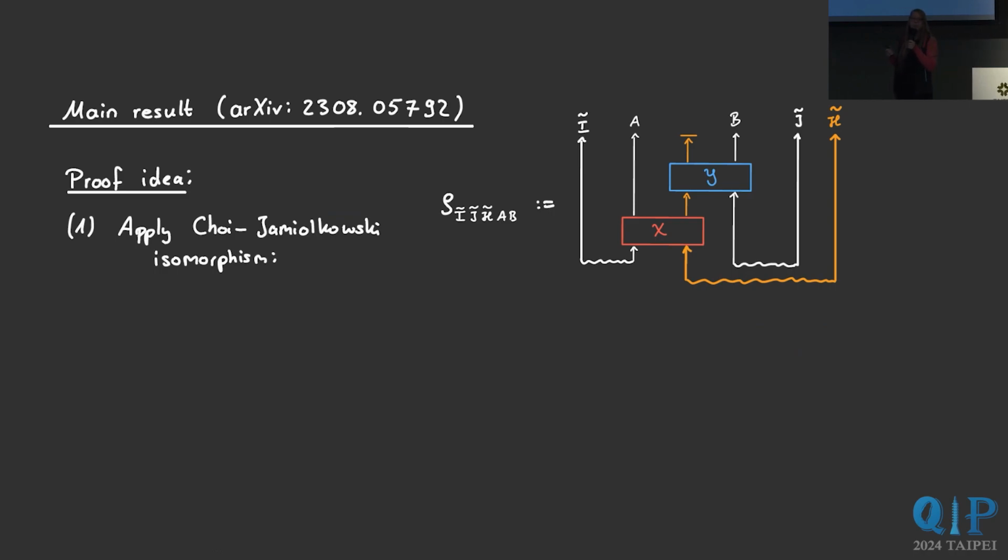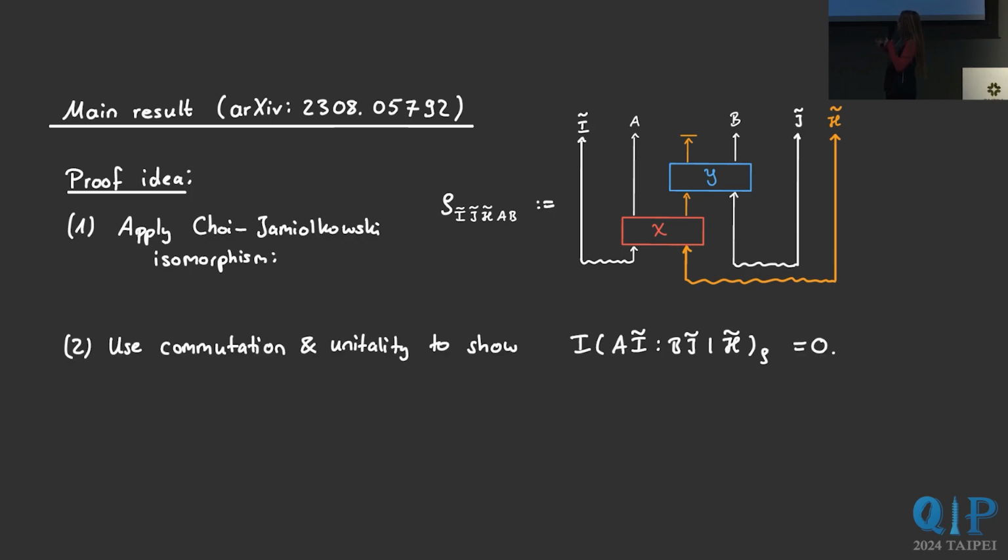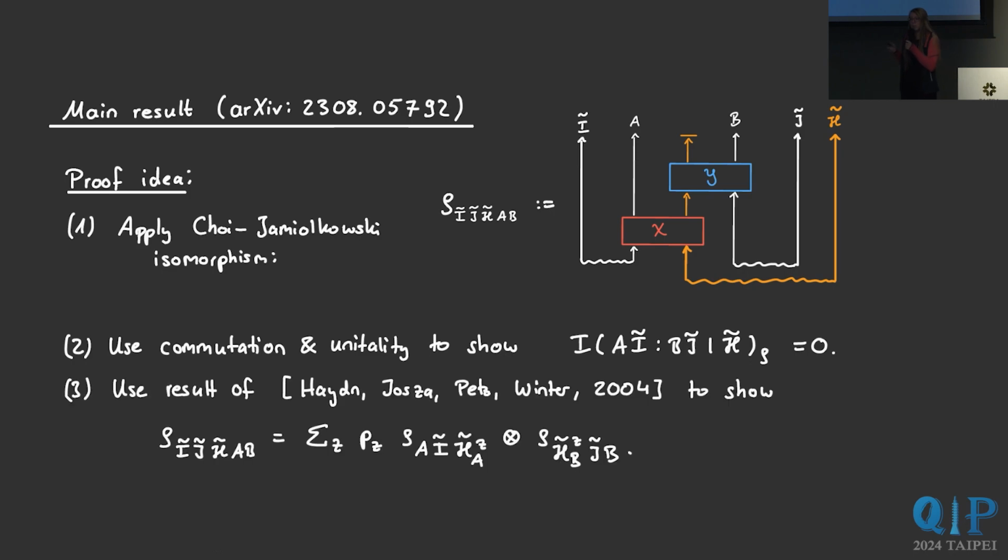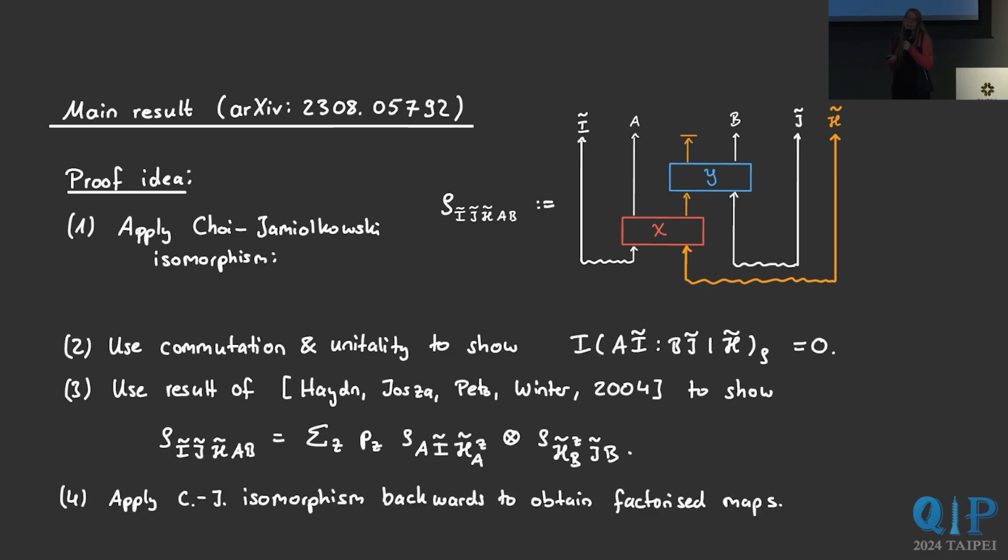Okay, and I think I have a few minutes to quickly say something about the proof idea behind this. Basically, we looked at the Choi-Jamiołkowski state of this map, and then we used the commutation property and the unitality of the maps to show that the mutual information between the systems belonging to Alice, the input and output system, and the systems belonging to Bob, conditioned on the Hilbert space, is 0. Then we used the result of Hayden, Jozsa, Petz, and Winter that implies that when this conditional mutual information is 0, your state has a tensor product structure. So it's a sum over a tensor product of states. And then you can go back, using the Choi-Jamiołkowski isomorphism backwards to obtain the factorized maps. Okay, that's the basic idea of the proof.